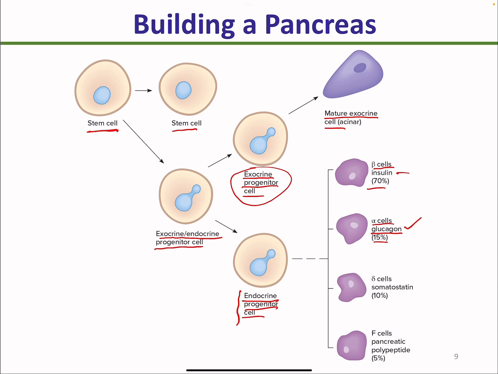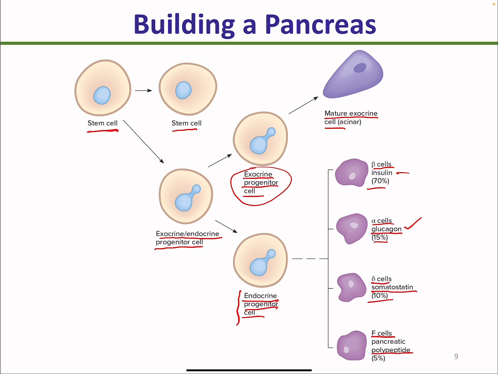Now, some other endocrine progenitor cells are going to turn into delta cells. These delta cells are going to release a hormone that is somatostatin, okay? And these cells represent about 10% of the endocrine cells in the pancreas. Somatostatin is the hormone that controls appetite, right? And finally, we're going to have 5% of the endocrine cells that are going to represent F cells. These F cells are going to be responsible for the production of pancreatic polypeptides, okay?